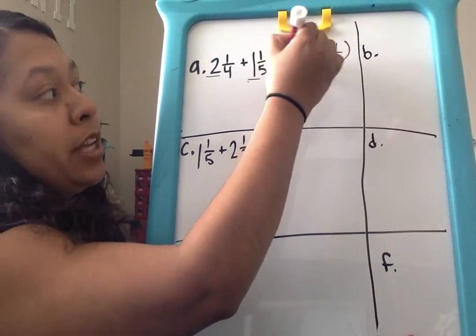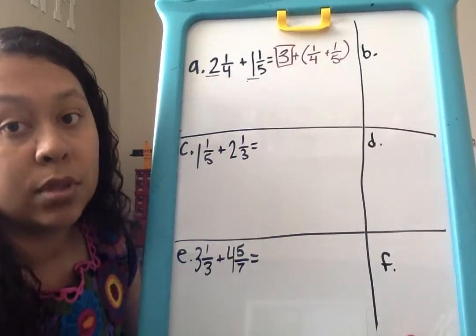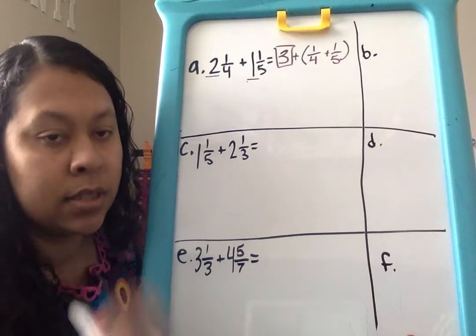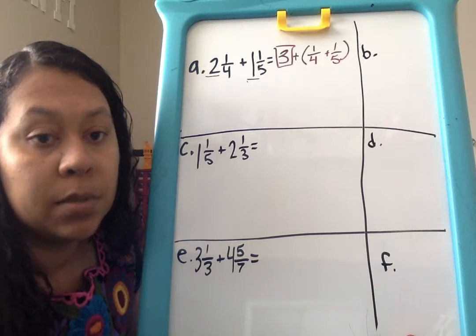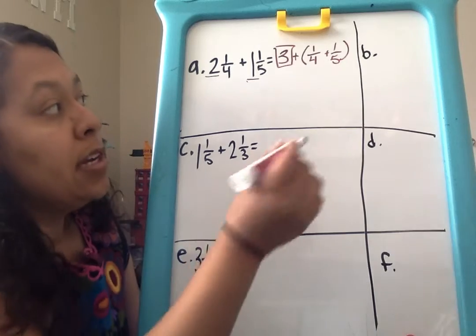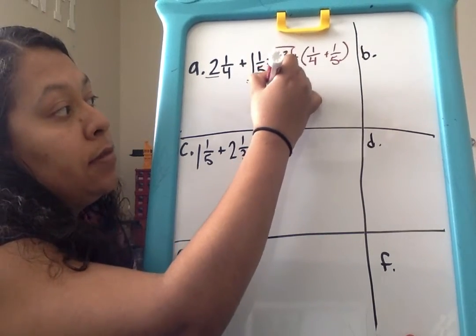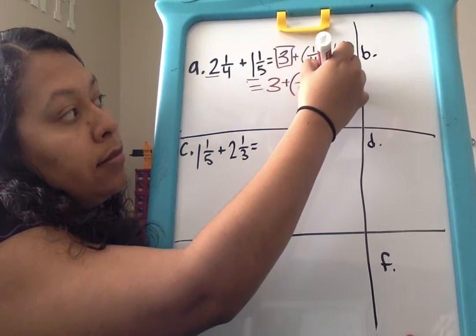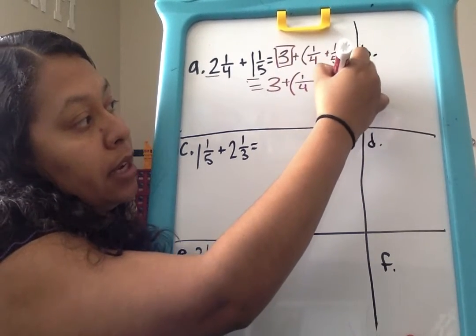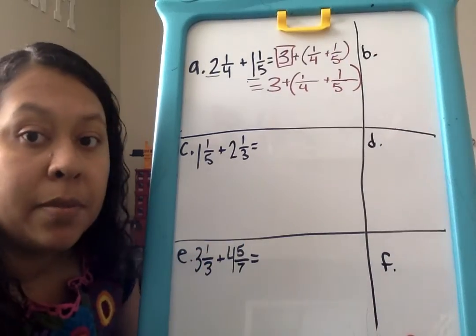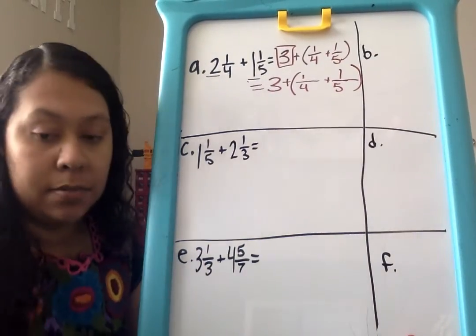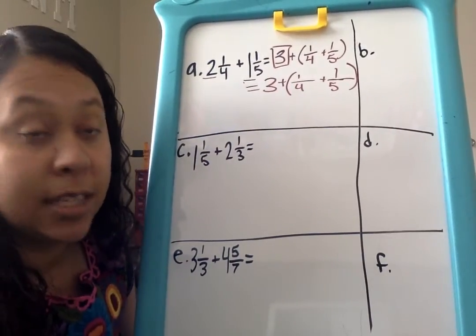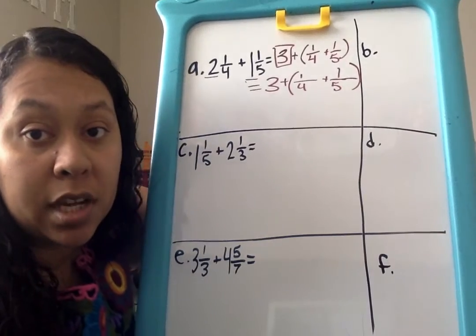So for your first blank on this problem, you should have 3 wholes. And then that 3 wholes is going to follow along in each step until we get to our final answer. So now we have 3 wholes plus 1/4 plus 1/5. But we need to make our common units now, okay? So we need to make our denominators the same. We're going to do that by multiplying by the opposite denominator.